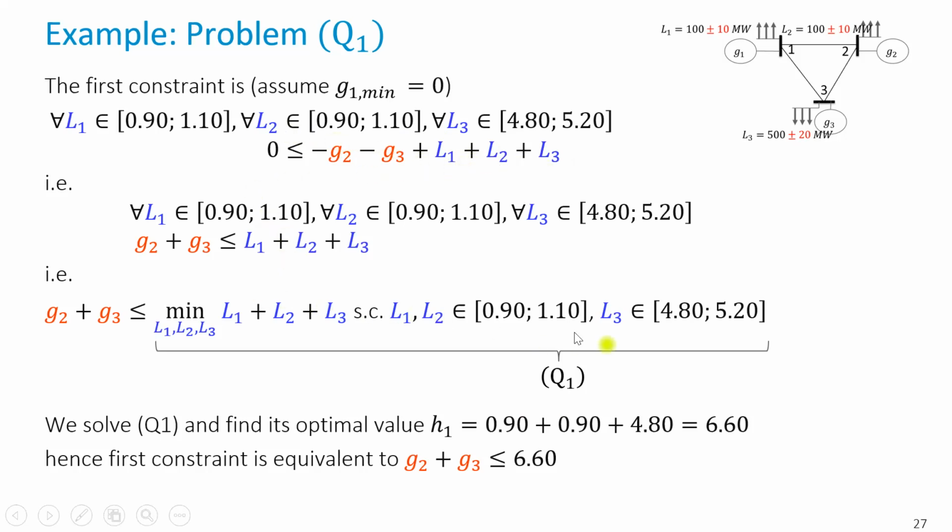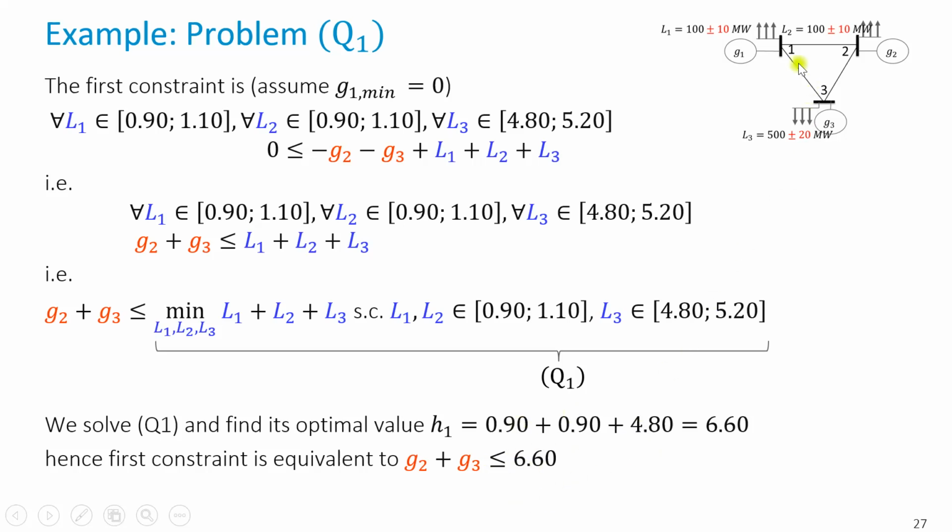Well, by the trick we said before, it's equivalent to saying G2 plus G3 is less than this for all values. Being less than something for all values means you're less than the minimum. So G2 plus G3 is less than the minimum of that here. So I need to solve this optimization problem. I find an optimal value, which is 6.6. So the first constraint is G2 plus G3 is less than 6.6 here.